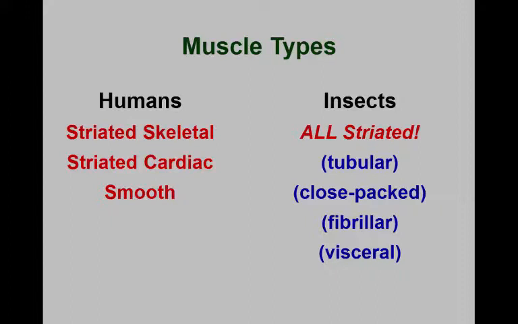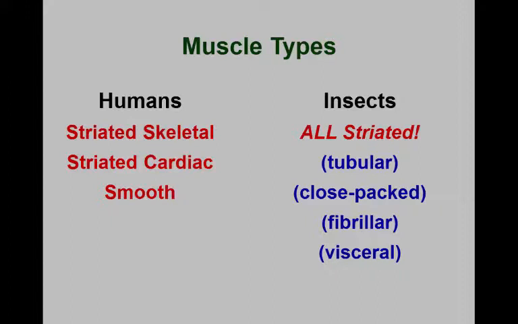Now, in insects, it's kind of interesting. In the insect world, all of their muscles are striated. So all of their muscles react very quickly, and they contract very quickly, and then they can stop contracting. They can relax very quickly. However, they're packed together in slightly different configurations. They're primarily what we call tubular. That means that the muscle strands are arranged in these bundles and tubes, and ours don't have that.